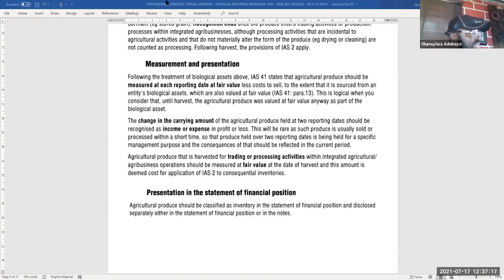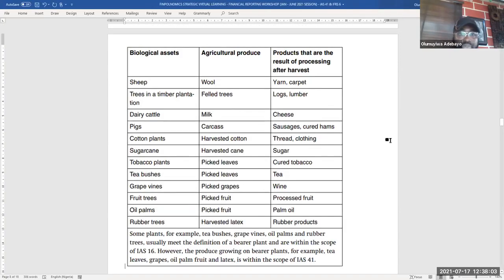Now, the standard provides some guidance, which I'm going to share now, similar to the table I earlier provided. It talks about how we can identify biological assets from agricultural produce and also from other assets which might constitute inventory. Now let's look at the guidance provided by the standard. Can you see the examples? Can you pick them one by one? At the point it's a biological asset, at the point it becomes agricultural produce, at the point it becomes inventory.